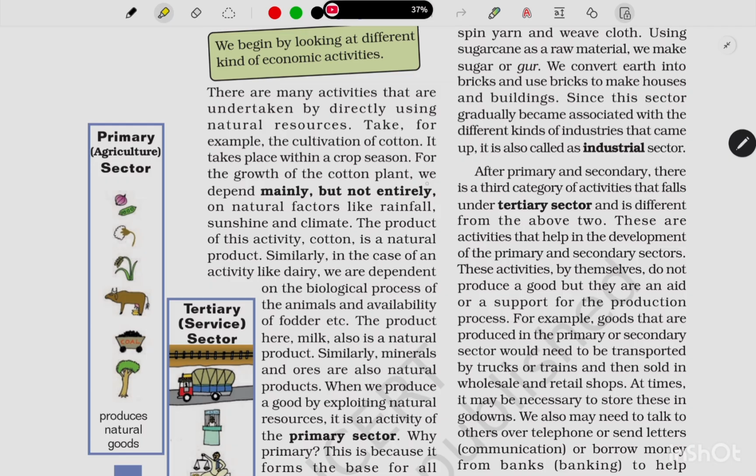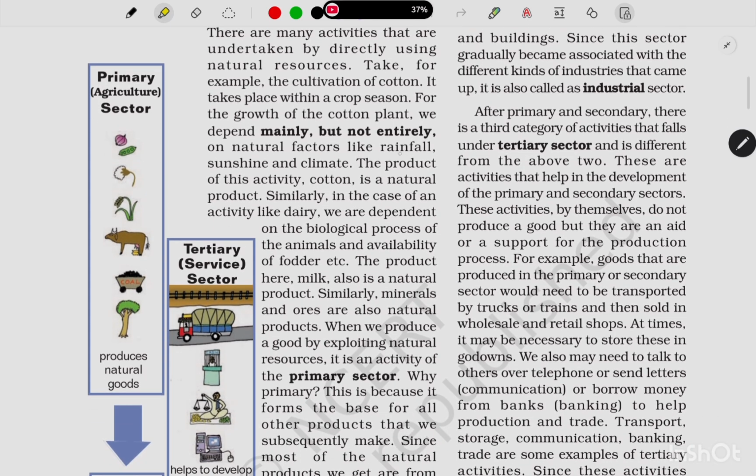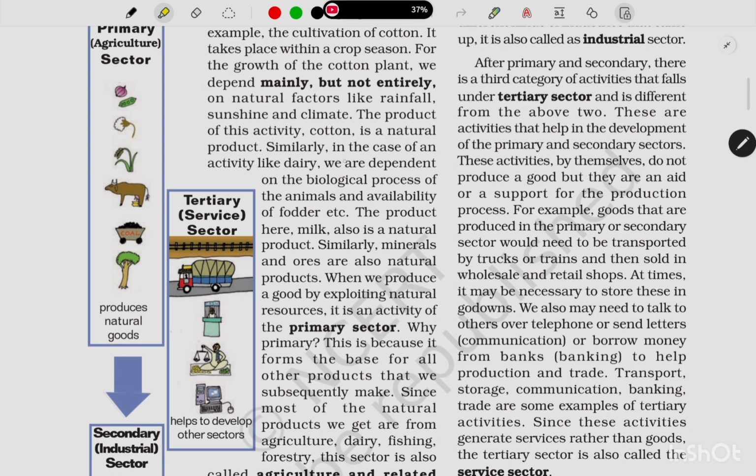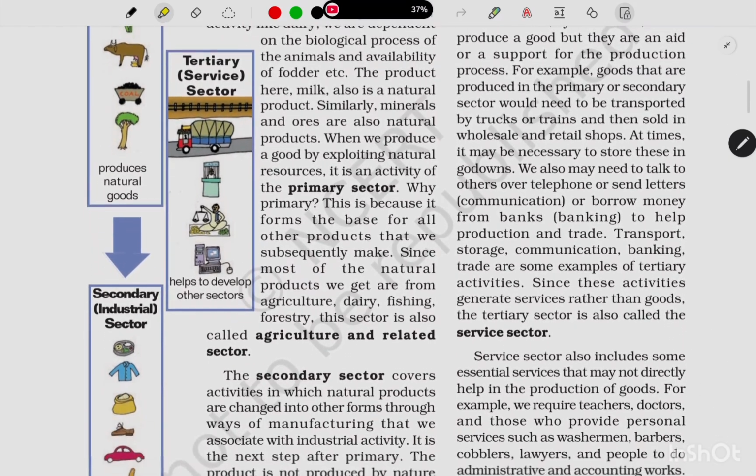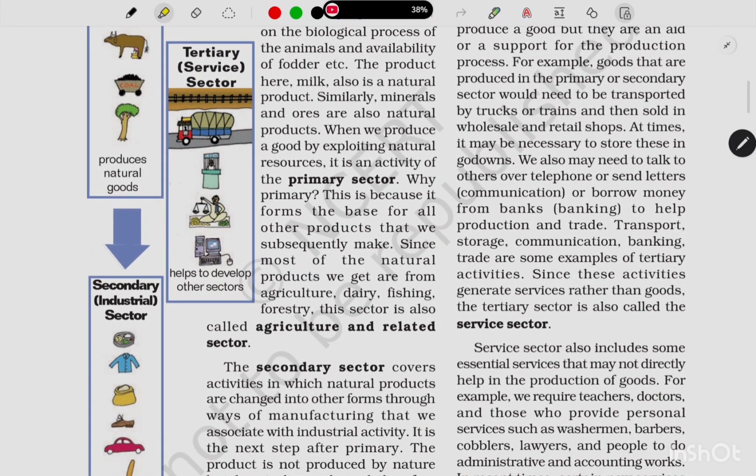For the growth of cotton plant, we depend mainly but not entirely on natural factors like rainfall, sunshine, and climate. The product of this activity, cotton, is a natural product. Similarly, in the case of an activity like dairy, we are dependent on the biological process of the animals and availability of fodder, etc. The product here is milk, that is also a natural product. Similarly, minerals and ores are also natural products.